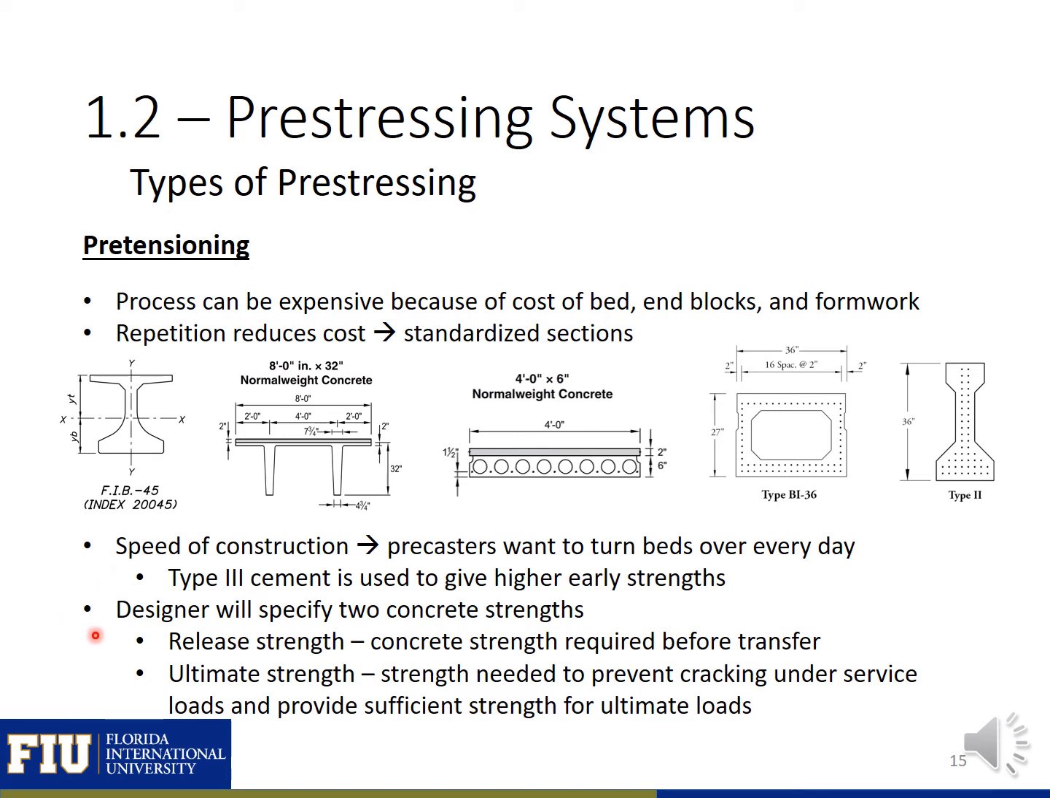So as a designer, we'll specify two different types, or two different concrete strengths. We'll specify a release strength, which is the concrete strength required before transfer can happen. So before they can cut the strands, a certain concrete strength needs to be reached. And then also there's an ultimate strength that we'll specify. And this is the strength that we need to prevent cracking under service loads and also provide sufficient strength for ultimate loads.